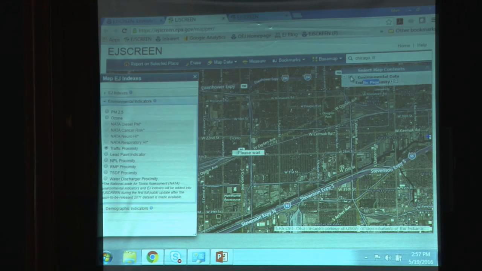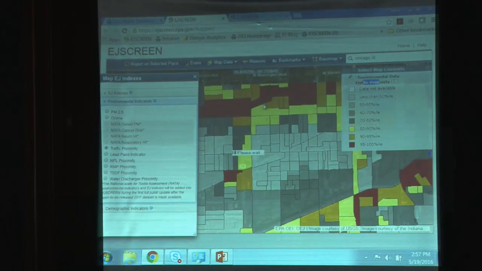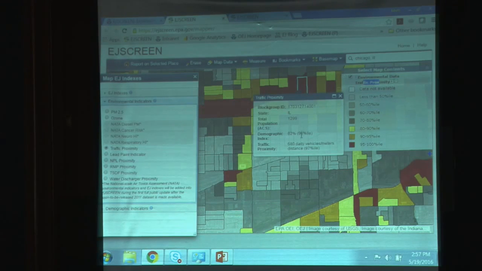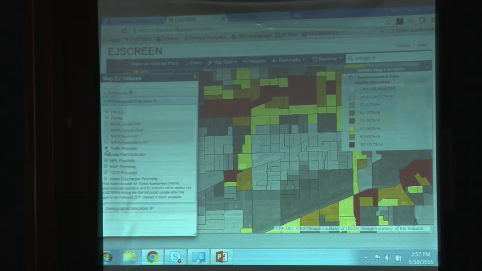So again, now that we look at traffic proximity, seeing red along all of these makes a lot of sense. In fact, if I click on one of these block groups, we can see that about 680 cars pass by the average household in this census block group every day, which is in the 97th percentile. Only 3% of places in the United States have more than 680 cars that pass by their households, compared to this location.